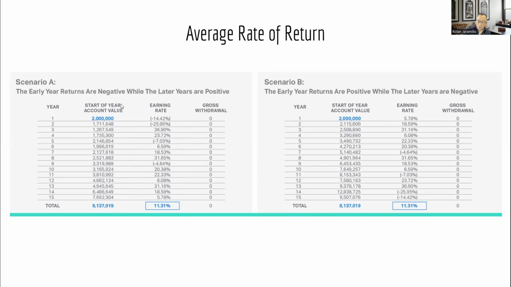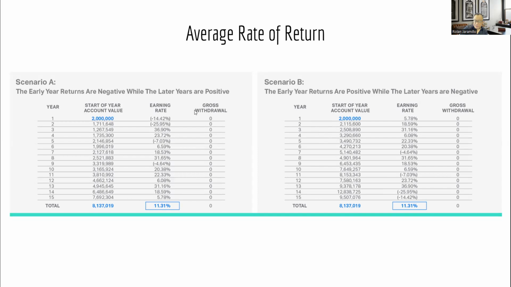Now, the only thing different between scenario A and B in this instance is the sequence of returns. So same order, same time frame, just flip. In scenario A, the early years you're losing money. In scenario B, you're winning, but at the end you're losing money. Same basic sequence, just flip on its head. And this just shows that the sequence of returns do not matter so long as you're not taking any money out of your portfolio.